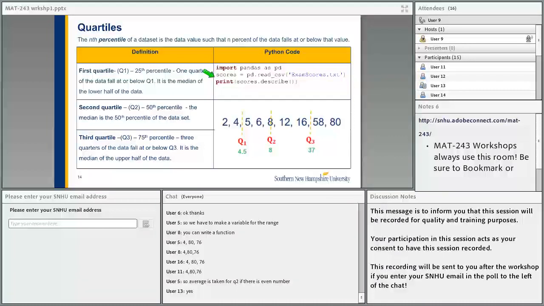If we have to do this in Python, the code would be print scores.describe. Describe is the function that will give us a lot of information. It will give us the minimum, the maximum, the first quartile, second quartile, and the third quartile.